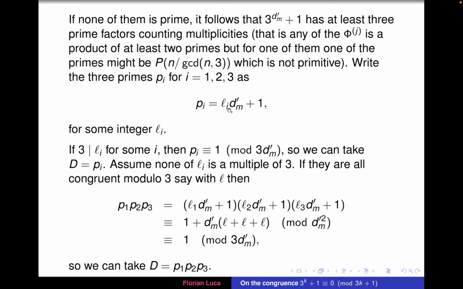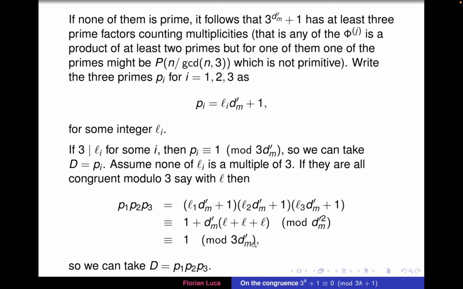Suppose that I have 3 primes which are all congruent to 1 modulo dm prime. So let's write them as some numbers, l sub i dm prime plus 1. If one of these l sub i's is 0 mod 3, I'm done. Check, because I already got a factor that's 1 modulo 3 dm prime. Suppose that none of them is a multiple of 3. If all 3 of them are the same mod 3, then you just do this calculation in here and you get that the product of them is 1 modulo 3 dm prime.